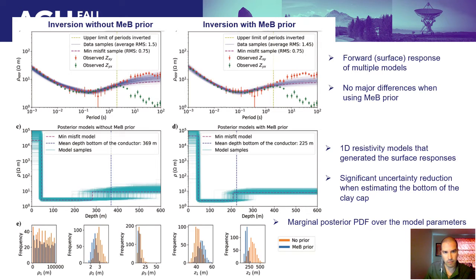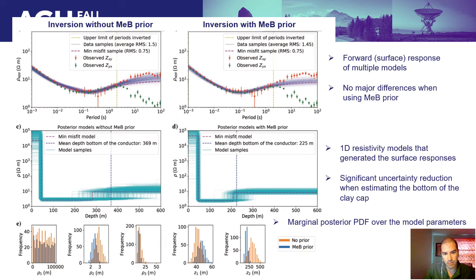If you focus first on the one without the methylene blue prior, you can see that the distribution for the parameter that defines the bottom of the second layer, which is a reflection of the bottom of the conductor, has much higher uncertainty than when you use the methylene blue prior, which is the second row, right plot. So you can see how the uncertainty on the estimation of the bottom of the conductor is highly reduced when you use the methylene blue prior.